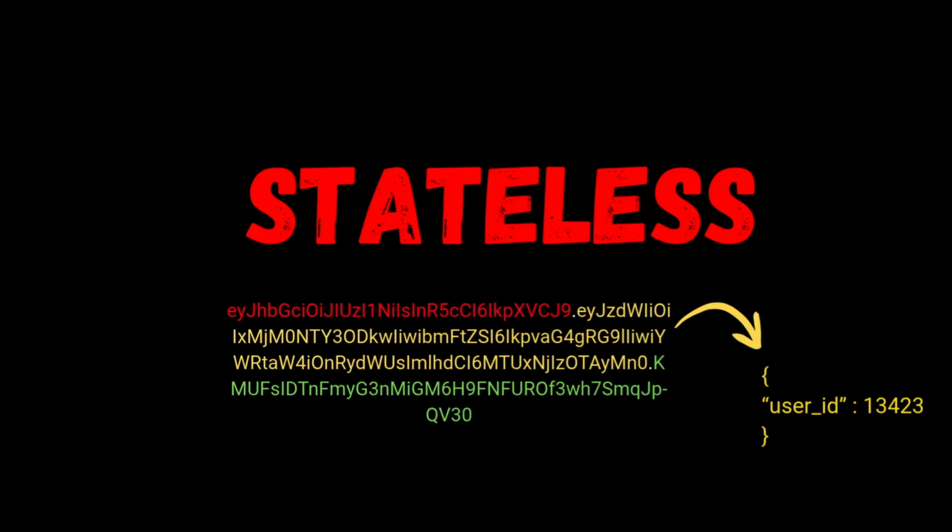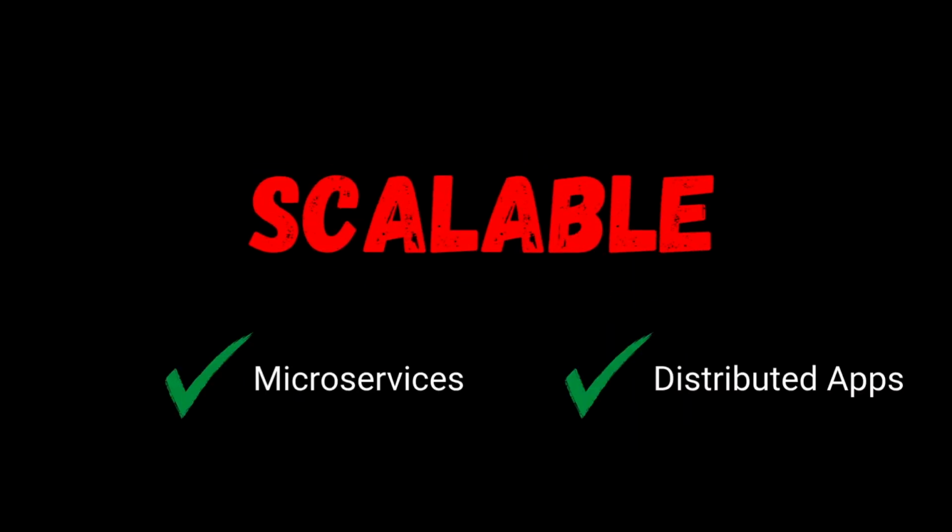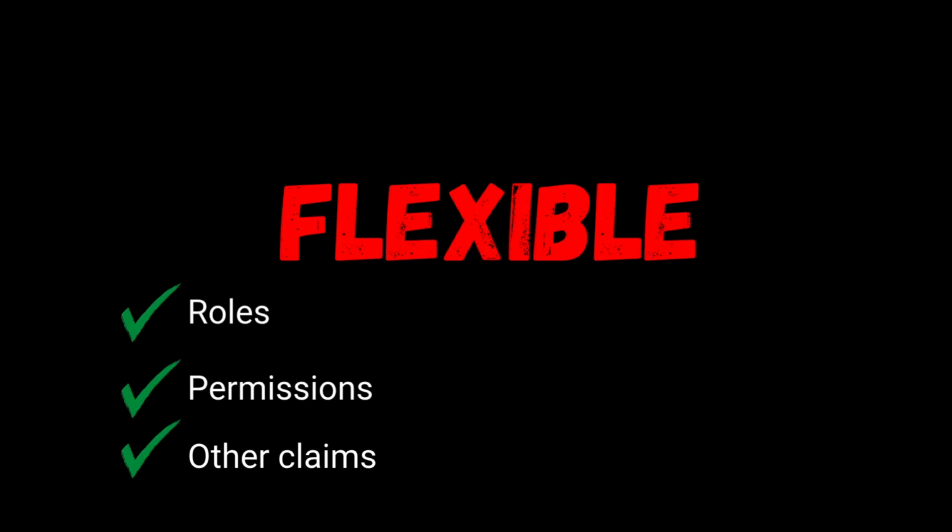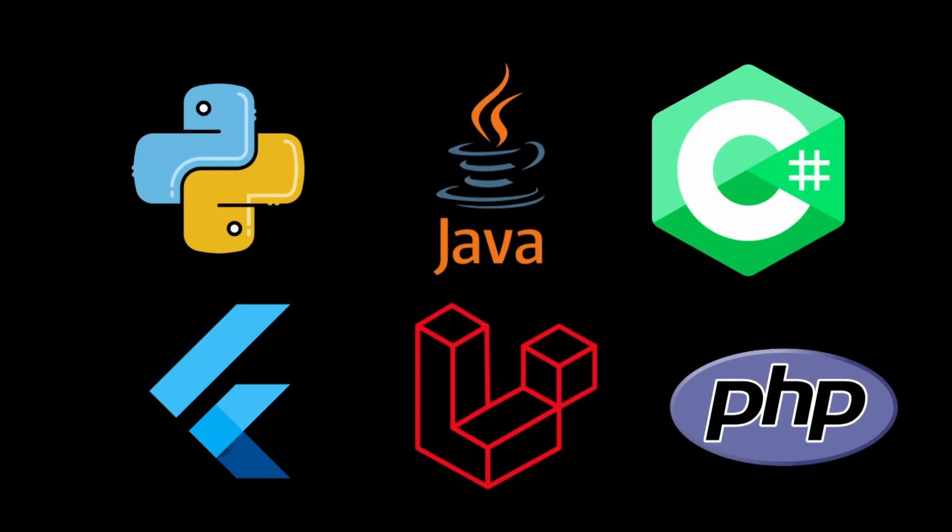Okay, so why do people love JWTs? First, they are stateless. The server doesn't need to remember who you are. The token carries that info. That also makes them scalable, perfect for microservices or distributed apps. They're flexible. You can embed roles, permissions, or other claims right inside. And the best part, they are widely supported across almost every language and framework.